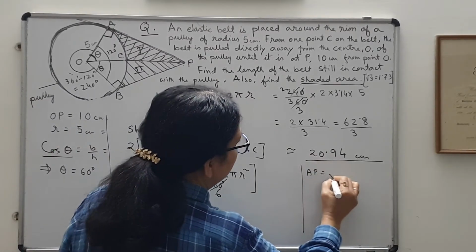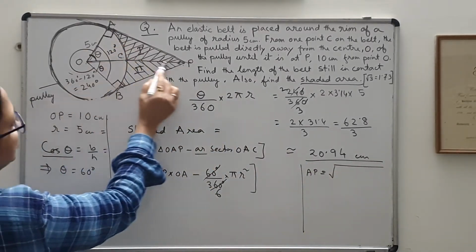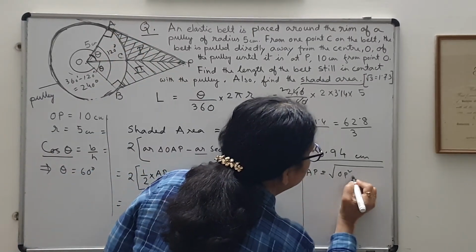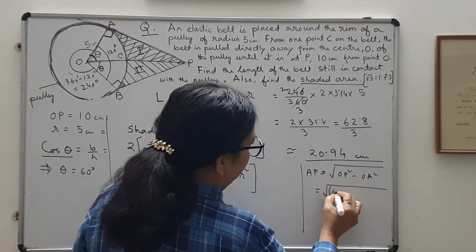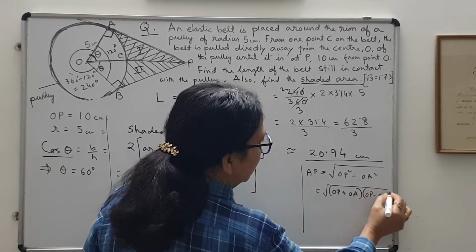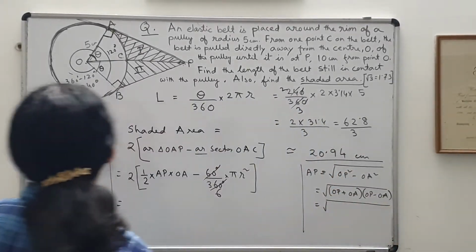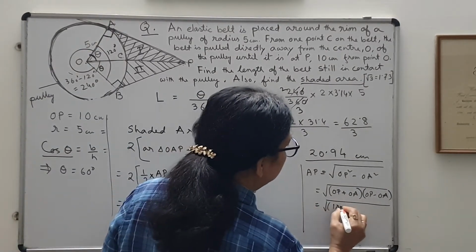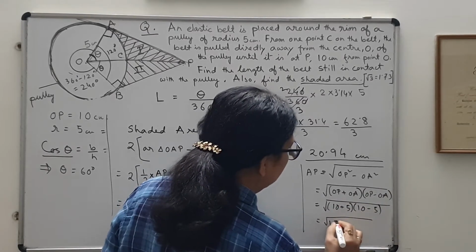AP, by Pythagoras theorem, as you see: AP square plus OA square is OP square. So AP square will be OP square minus OA square. I can write OP plus OA into OP minus OA using the algebraic identity. Now put the values. What was OP? OP was 10 and OA is nothing but 5. So 10 plus 5 into 10 minus 5. So it is 15 into 5.